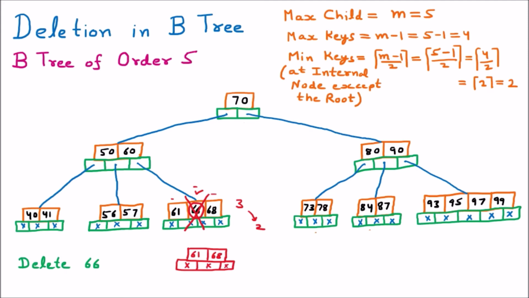So now we are going to replace this node. Here we have constructed this node and we have deleted the node 66. So 61 and 68 will be there, and there are no children available, that's why we are putting the cross. So we have successfully removed the 66 element from this node.